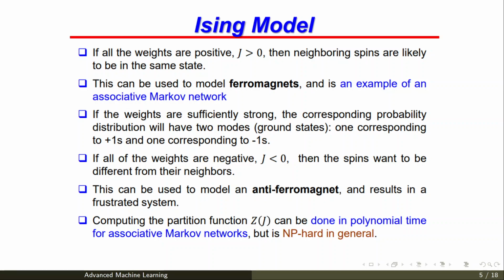And then if the model is a big one, computing the partition function can be done in polynomial time for an associative Markov network, but it is NP hard in general.